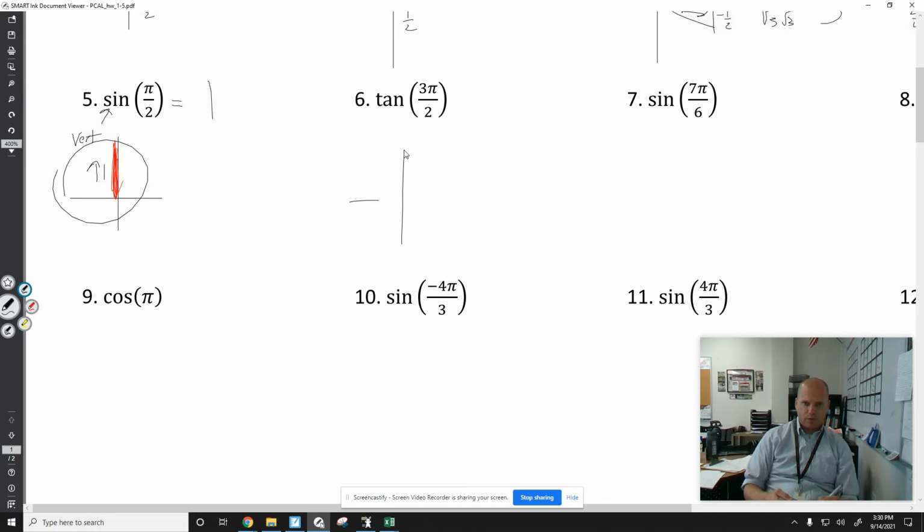Tangent of 3 pi over 2. 3 pi over 2 is down here. What do I do? I go down 1. Oh, you could also do the coordinates. Up here, x of 0, y of 1. I don't go to the left or to the right at all, but I do go up, x then y. Here I go down 1. I don't go to the left or to the right at all. Tangent is the opposite over adjacent. It's the y over the x. The y distance is -1, the x distance is 0.